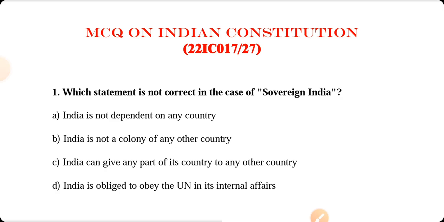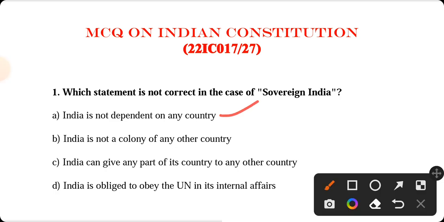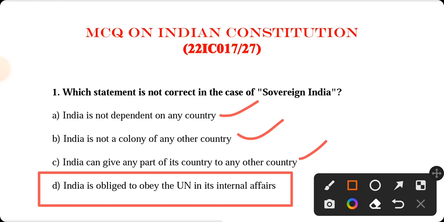Today we will discuss MCQ on Indian Constitution. First question: which statement is not correct in case of sovereignty of India? Look at the options. India is not dependent on any other country is the right statement. Second option: India is not a colony of any other country is also right statement. India can give any part of the country to any other country is also right statement. The wrong statement is India has obligation to obey the United Nations in its internal matters. That is not correct in case of sovereignty of India.